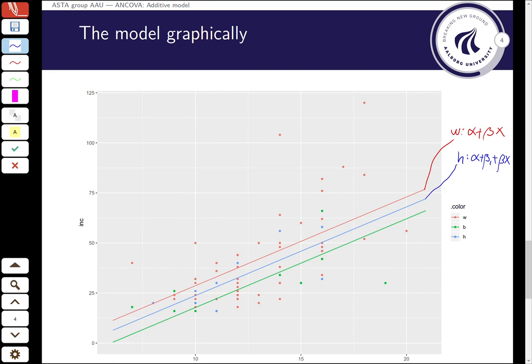So the vertical distance here is equal to beta 1. And finally, when we look at the green line here, the green line is for the blacks, and one has alpha plus beta 2 plus beta x, as we remember. Well, that means that because they are parallel lines, the vertical distance is the same anywhere on the x-axis, and it is beta 2.